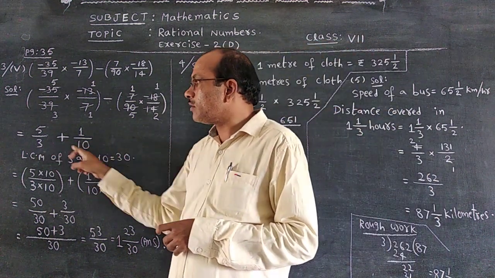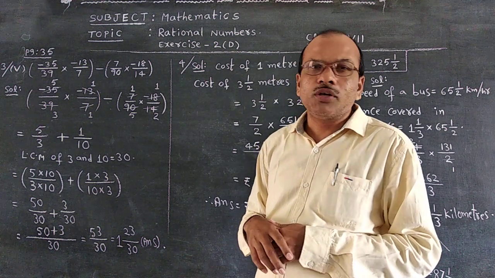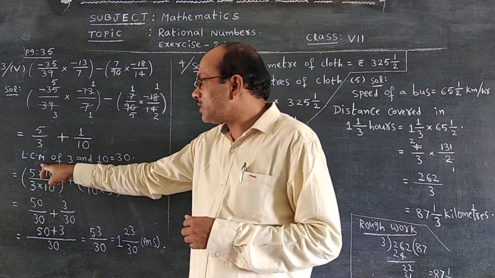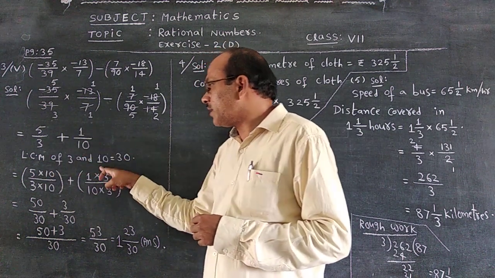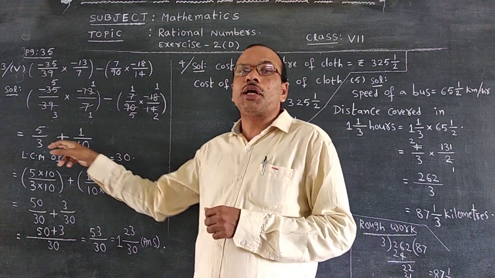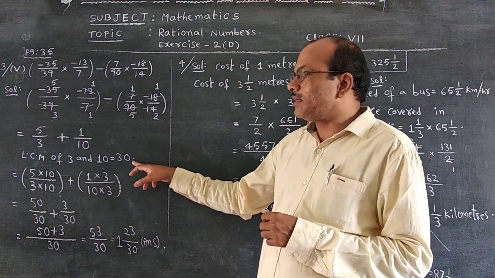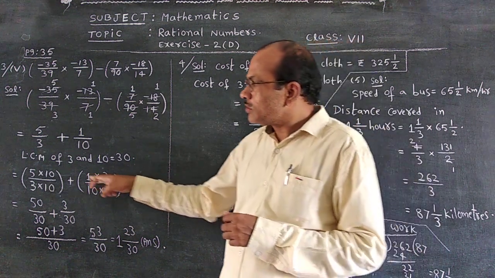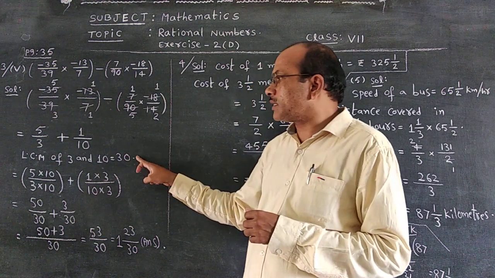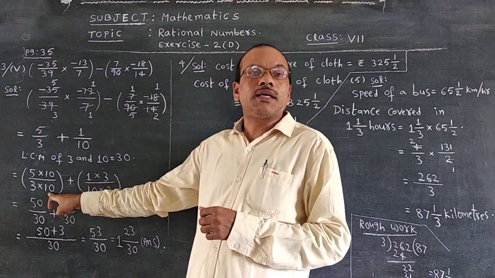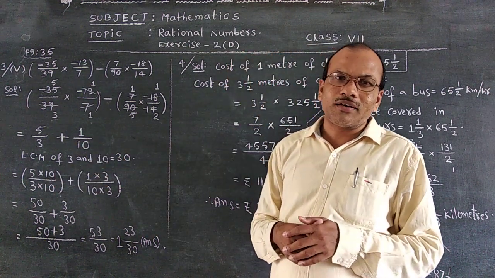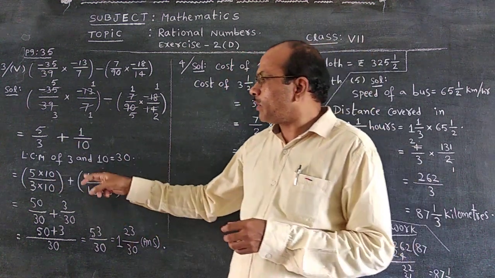Now the denominators are not the same. So we have to take the LCM to simplify that. LCM of 3 and 10. Their LCM is 30. So we want to change every denominator to the LCM number called 30. So 5 by 3 is written, 3 tens are 30. So 10 is required in the denominator. The same 10 I have to write in the numerator. We know this procedure. Again plus symbol.